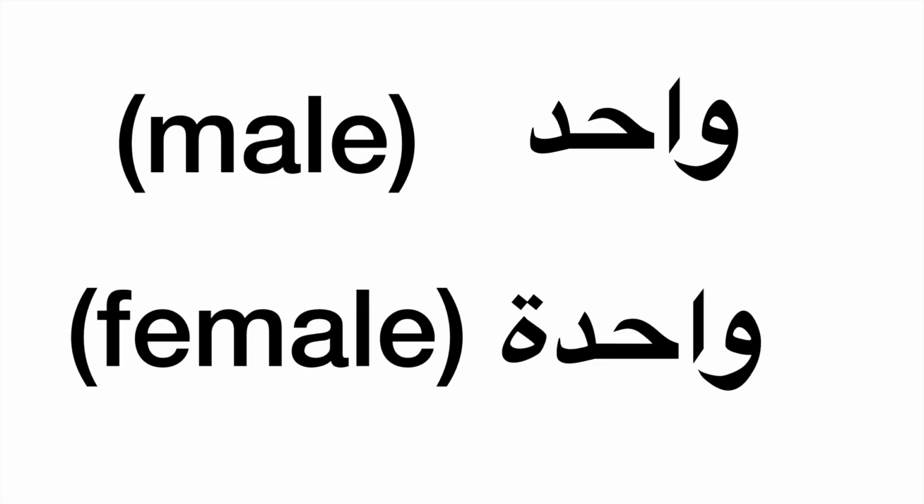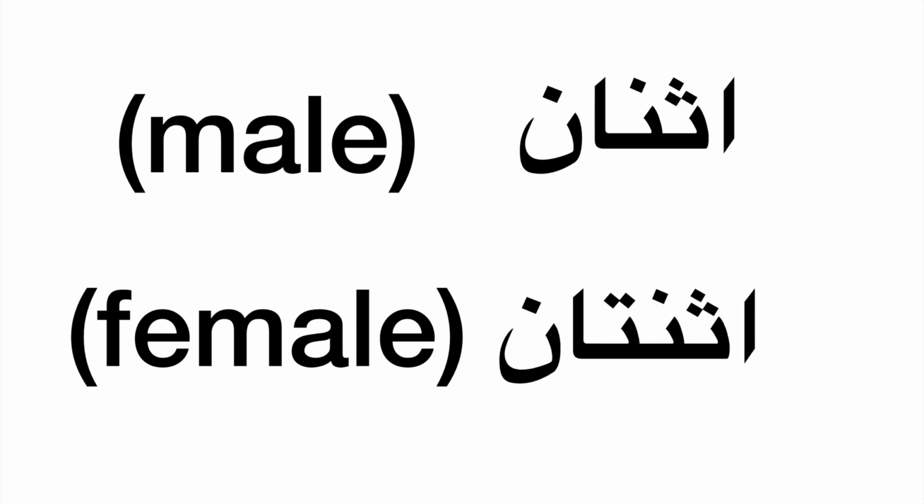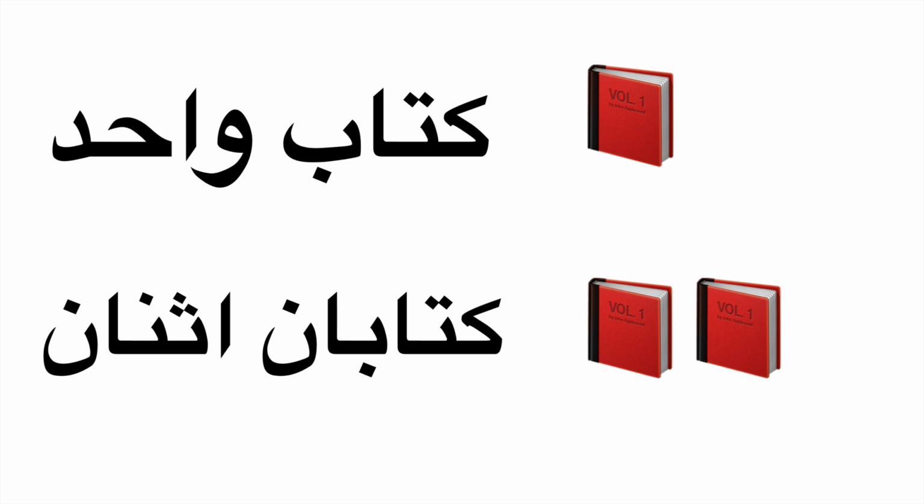Now, the numbers 1 and 2 are different. They can be male or female. There is واحد and there's واحدة. Also, there's اثنان and there's اثنتان. The rule here is that both واحد and اثنان have the same gender as the word they're counting. So, if we're counting books, we would say كتاب واحد for one book and كتابان اثنان.